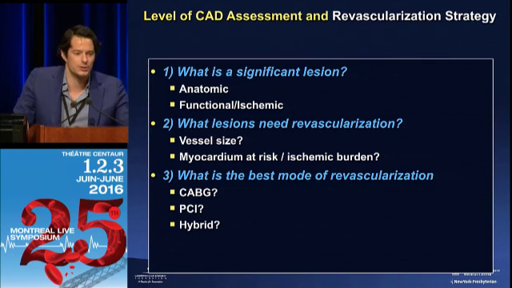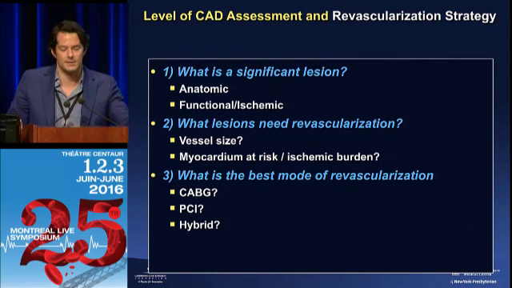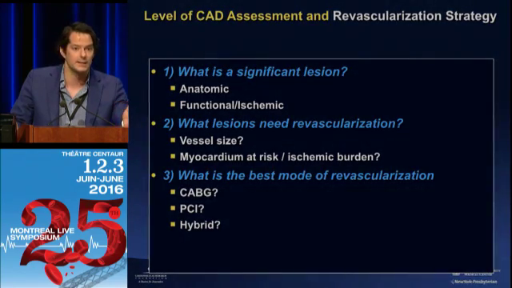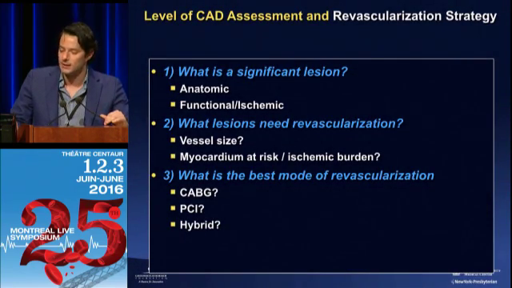So a few questions actually when we talk about the level of CAD assessment. First of all, what is a significant lesion? We can discuss anatomic definition versus functional, ischemic definition. It's extremely important. What lesion needs revascularization? We can talk about vessel size, myocardium at risk, and ischemic burden. Then after that, what is the best mode of revascularization?